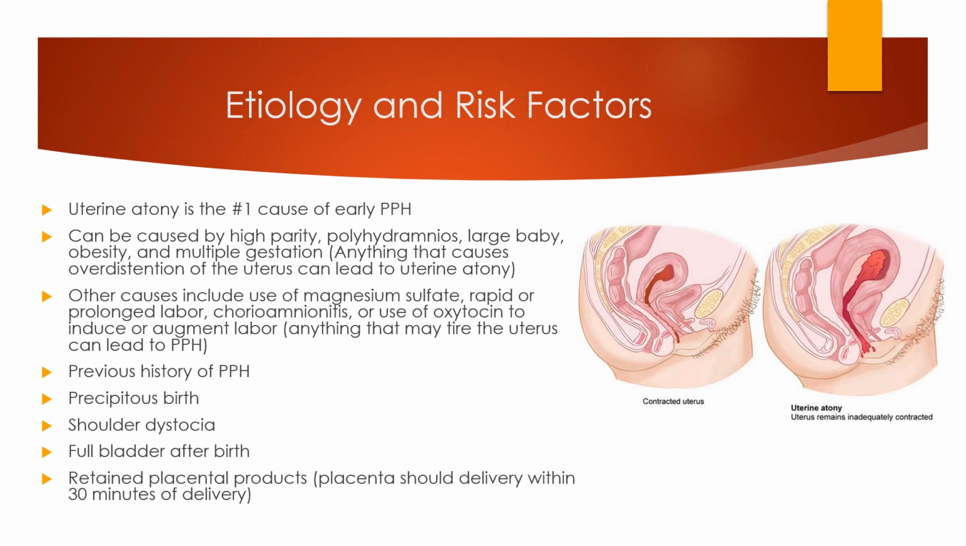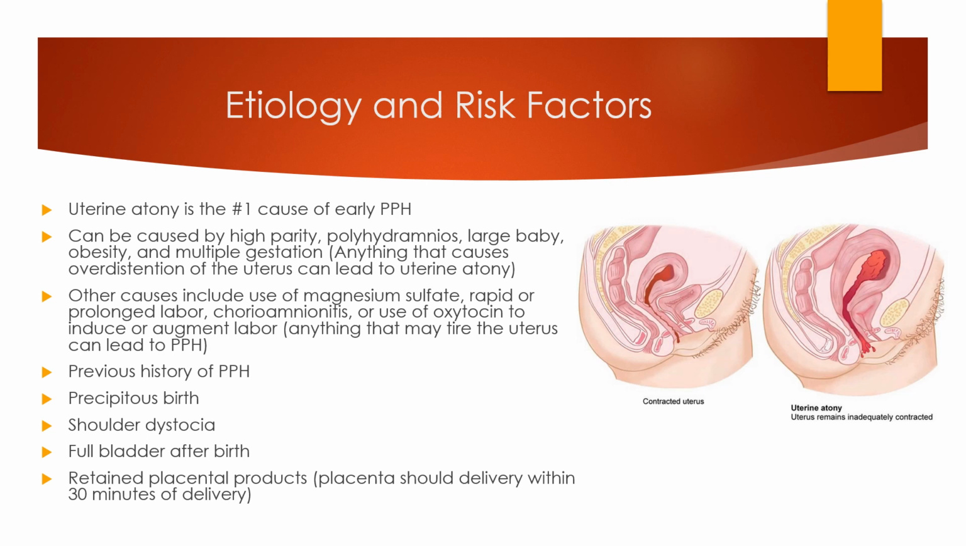Other causes include magnesium sulfate. Again, this is a medication we use with preeclampsia and preterm labor. Magnesium sulfate is a muscle relaxant. It's going to relax every muscle in the body, including the uterus. Rapid or prolonged labor, chorioamnionitis, which is an infection, and the use of oxytocin to induce or augment labor. So all of these things are going to tire the uterus.